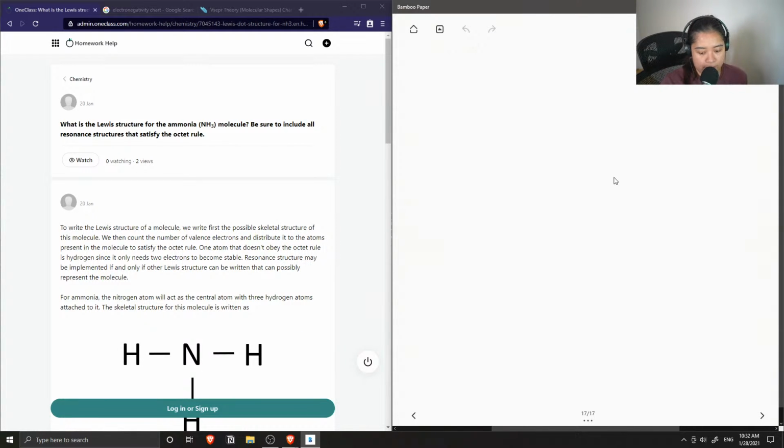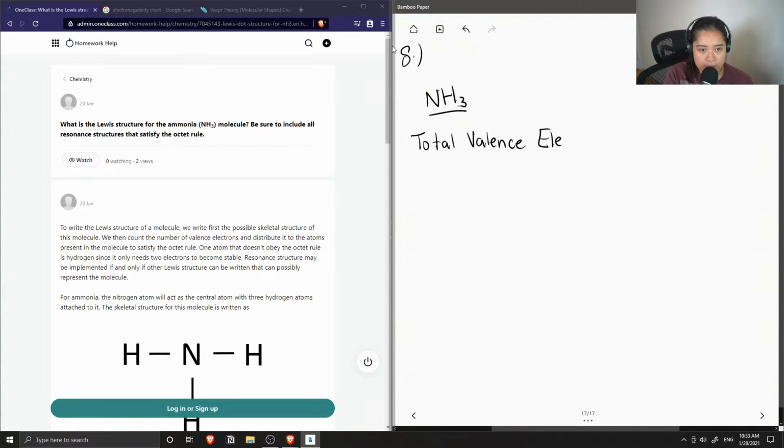Okay, so question number 8 is, what is the Lewis structure for the ammonia molecule, which is NH3? Be sure to include all resonance structures that satisfy the octet rule. So when writing out the Lewis structures, we first need to calculate the total number of valence electrons for this molecule.